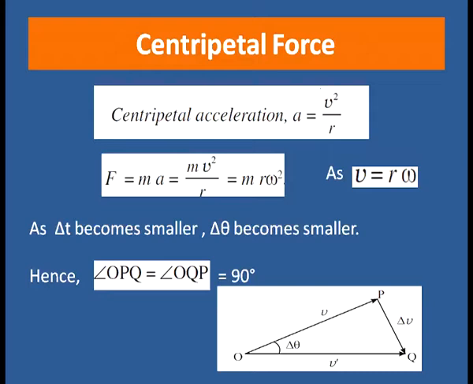Now, what is the direction of this centripetal force? Because force is a vector quantity. For that, as delta t becomes smaller, the angular displacement delta theta also becomes smaller. Hence, when delta theta becomes smaller and smaller and tends to 0, at that time angle OPQ equals angle OQP, which is equal to 90 degrees, because here we are taking the delta theta angle to be very small, almost 0.